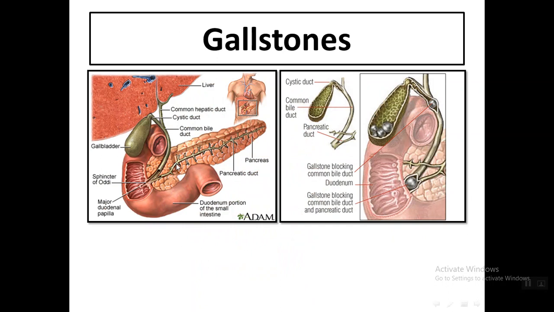Here is an important clinical application regarding the gallbladder and the biliary tree in general, which is the formation of gallstones. This gallstone, if it is small, might pass through the cystic duct to the common bile duct, and it might cause obstruction to this duct and lead to the backflow of the bile secretion and cause jaundice.